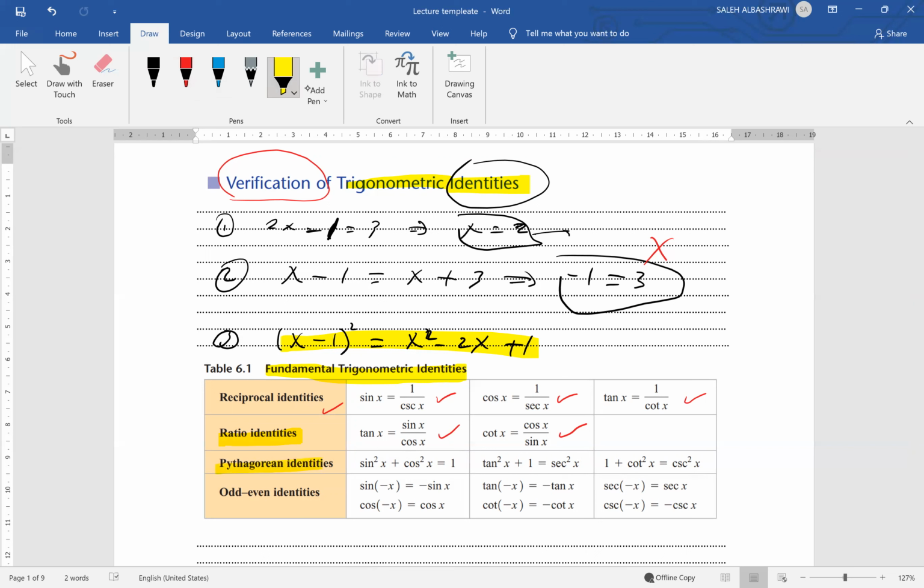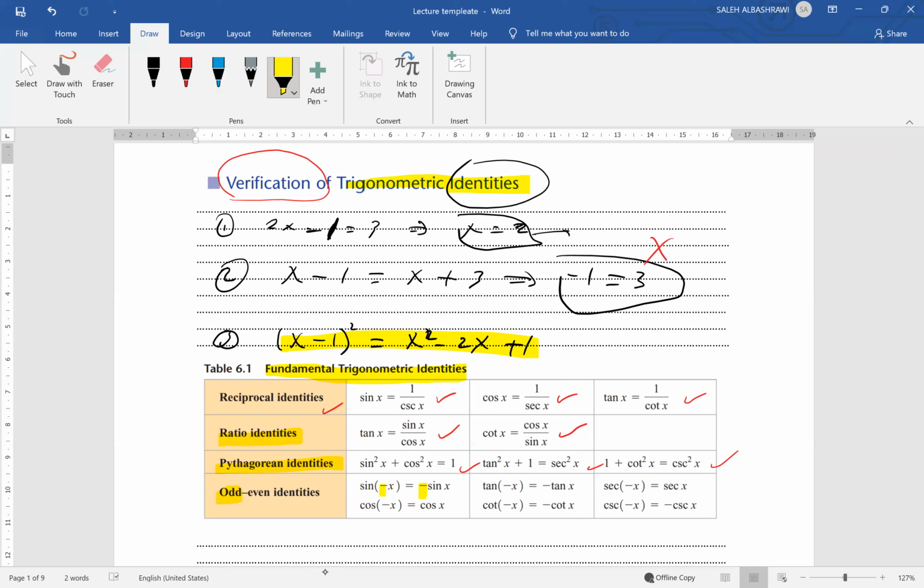Third type, Pythagorean identities. Sine square plus cosine square equal to 1. Tangent square x plus 1 equal to secant square, and 1 plus cotangent square x equal to cosecant square. These are Pythagorean identities. Last one is odd even identities. Odd identities, the first one, it is that when we move this x to be in the front of the function, sine of minus x equal to minus sine x. The negative with the angle x will be the coefficient minus 1 multiplied by the function sine x.